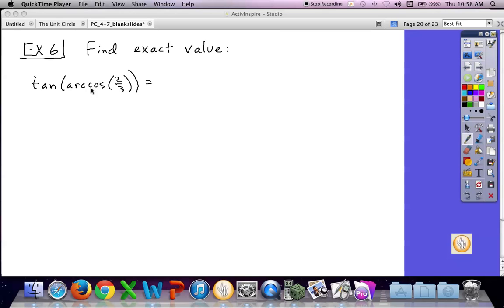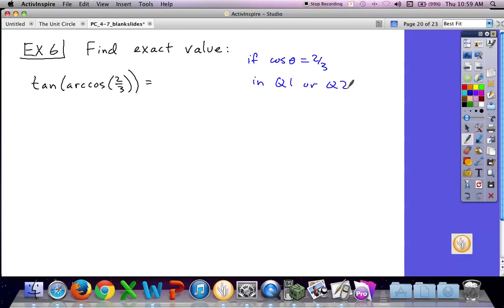Right? We did problems like that like 2 sections ago where it would say, if cosine theta equals 2/3 in quadrant 1 or quadrant 2, then find tan theta. Right? That we had problems that we already did that, and that's all that's saying.